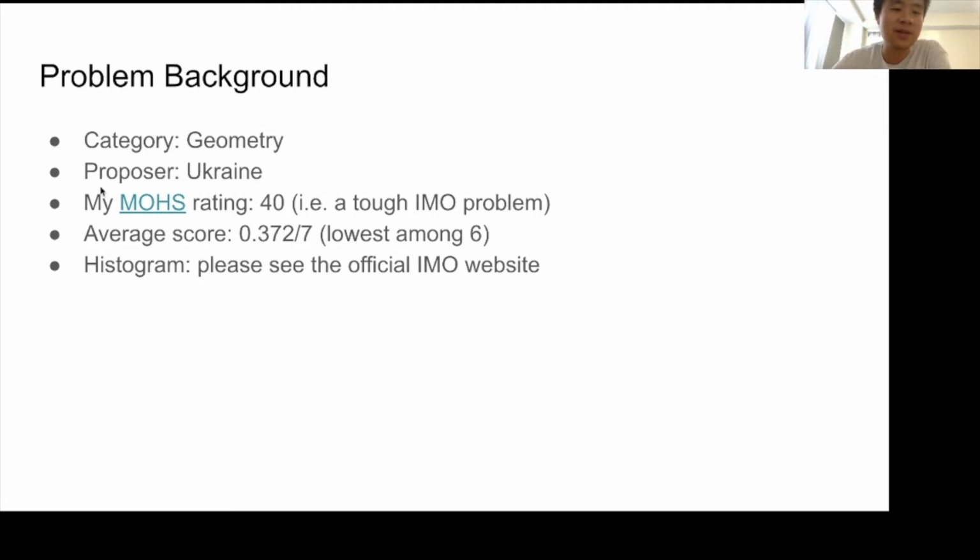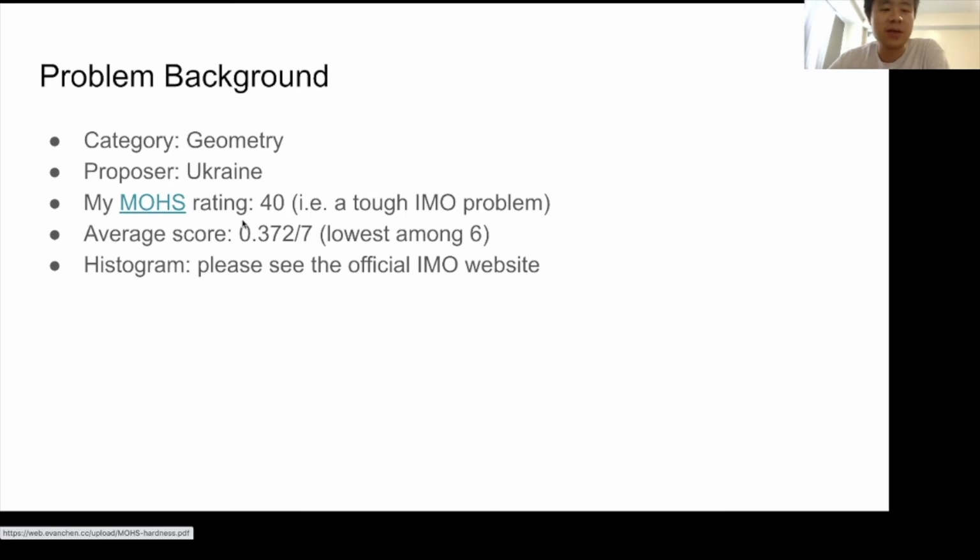So if you wonder what this MOHS means, it stands for Math Olympiad Hardness System, developed by one of the past Olympians named Evan Chen. So I rate it as a 40, which is a typical tough IMO problem. And if you want to know how tough it is, well, the average score is probably around 5% on the IMO. And this is also the lowest among the 6 problems on the 2021 IMO.